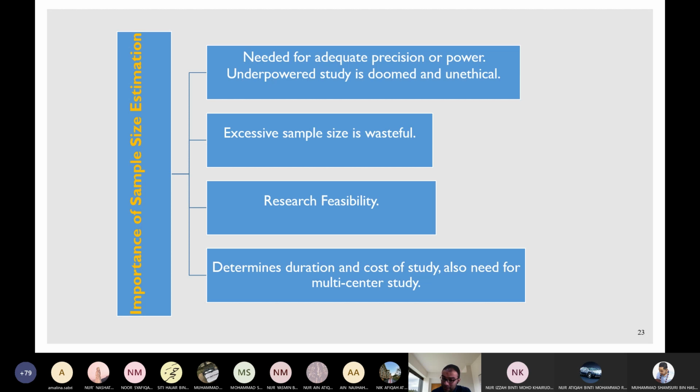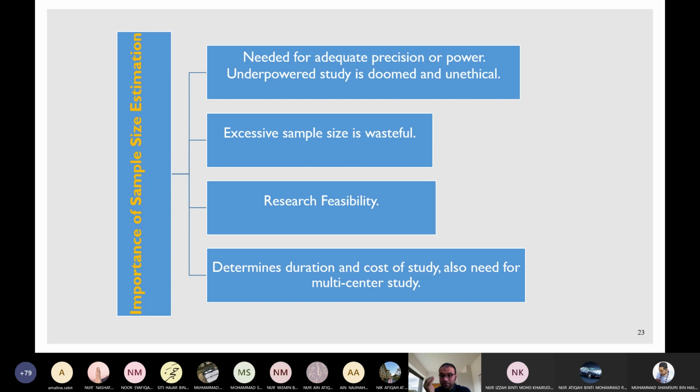Okay, so we come to the last part of our slot today, which is sample size estimation. What actually matters for us to estimate sample size? Why not, for example, just decide on 100, 200, 300? It depends on the topic. Sample size can affect the power of the study and the precision of the findings. An inadequate sample size will make the study underpowered, and an underpowered study means the finding is not really credible.